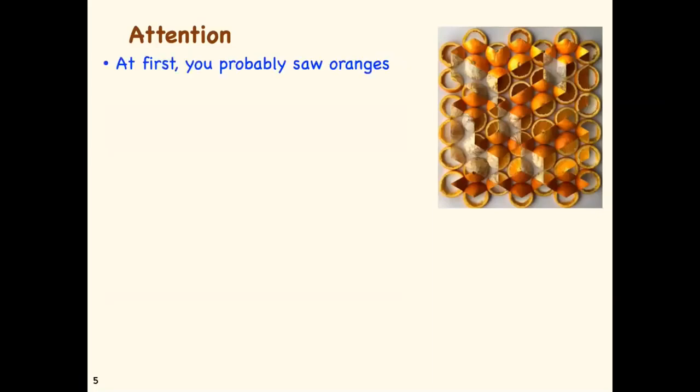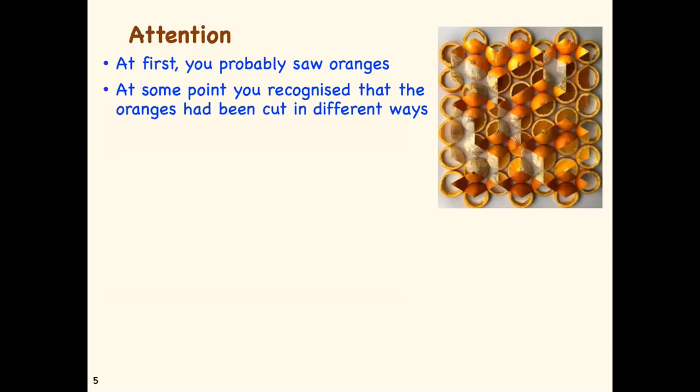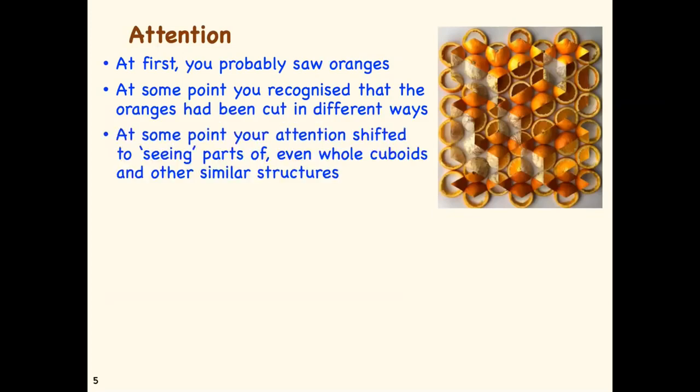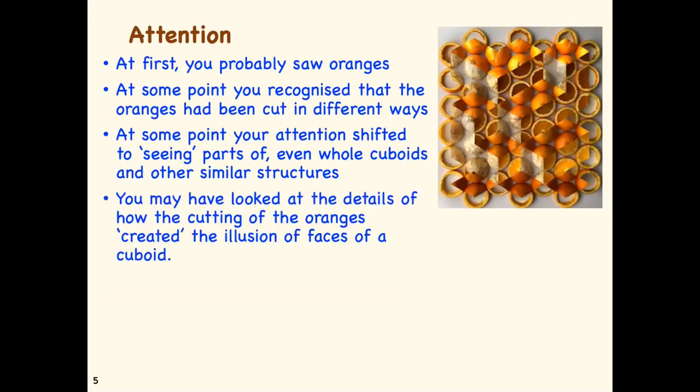At first, you probably saw oranges. At some point, you recognized that the oranges had been cut in different ways. So you might attend to a particular orange and then another orange and then compare how the two oranges have been cut and how they're cut differently. At some point, your attention shifted to seeing parts of, even whole cuboids and other similar structures. But you and I know that they're not actually there. It's your brain which is interpreting them as being there. You may have looked at the details of how the cutting of the oranges actually created the illusion of faces of a cuboid.